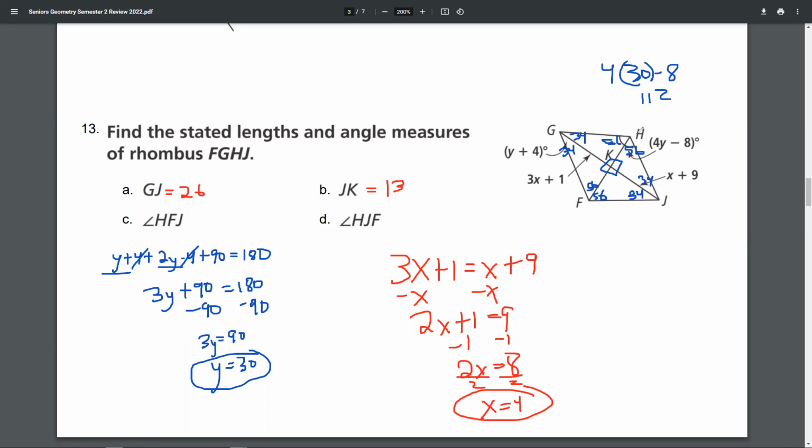So HFJ would be this angle here, which is 56. And then HJF would be 34 plus 34, which is going to be 68. Right? It would be 34 plus 34, which is 68.